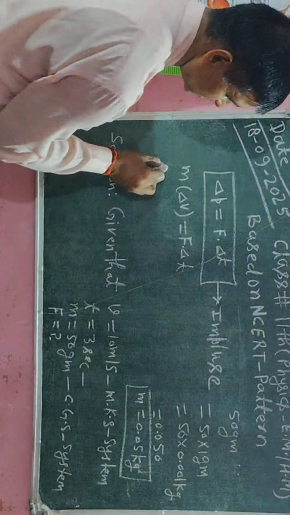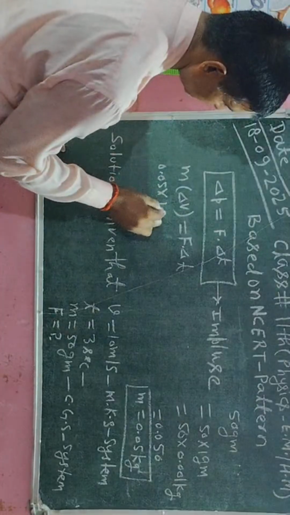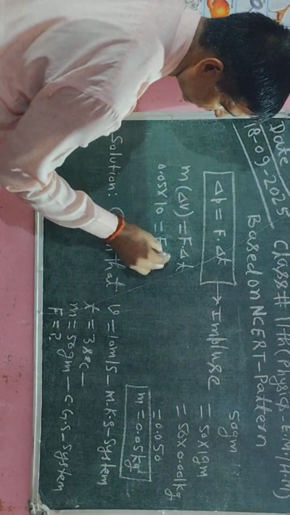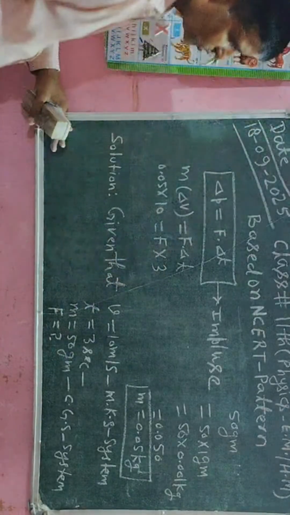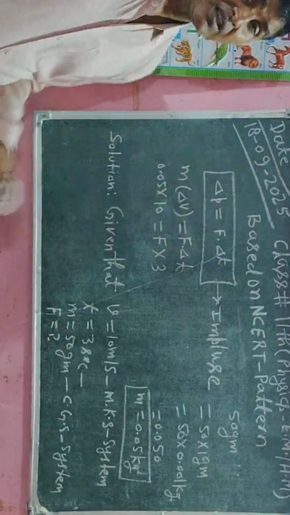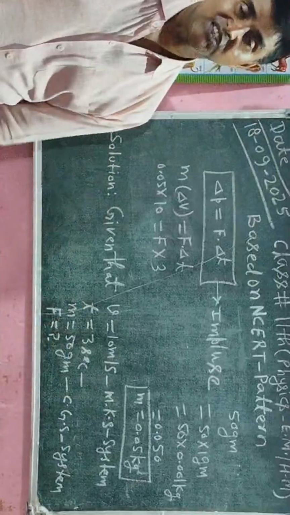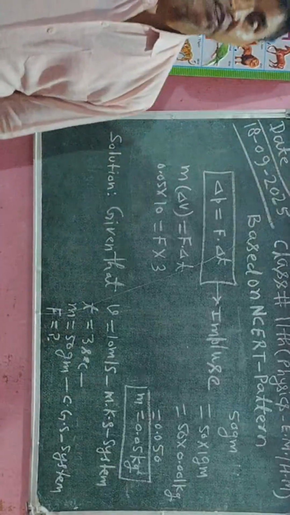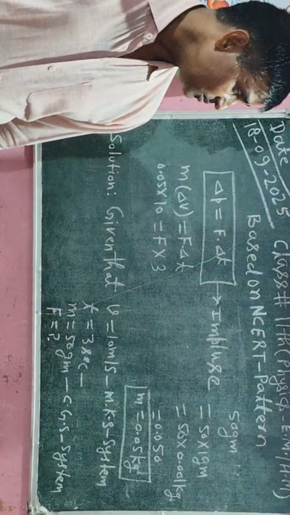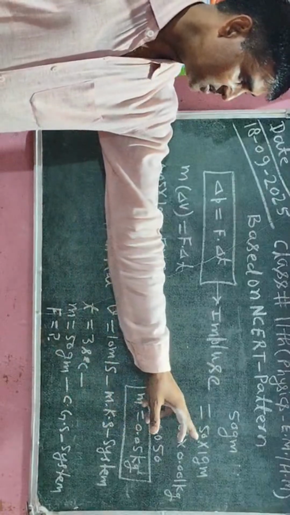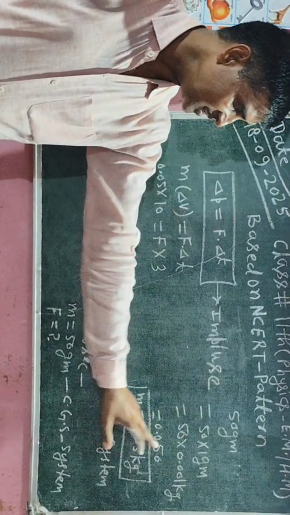So here I write 0.05 into delta V, that is 10. Now I have to calculate the value of F, and delta V is given here. All information is given in different forms: one form in the CGS system and another in the system that I am calculating in, the SI system. Because I have changed it to the SI system, it is multiplied with 0.001 kg.